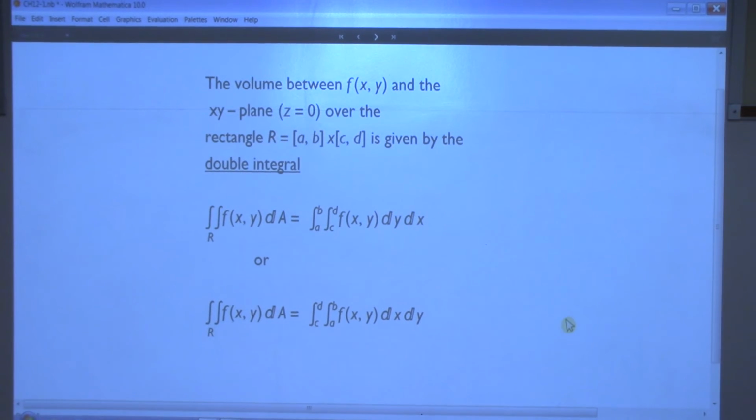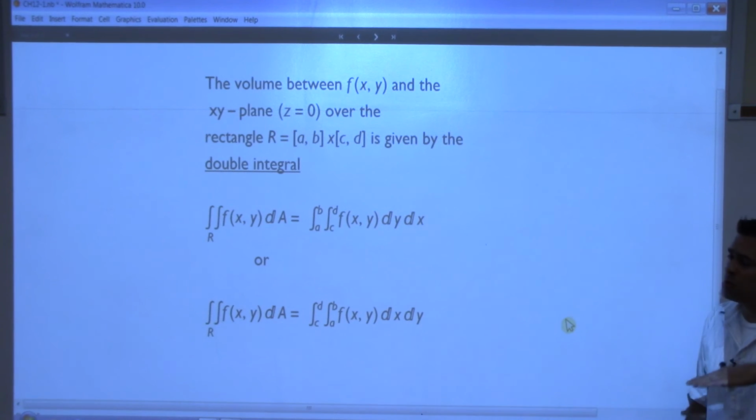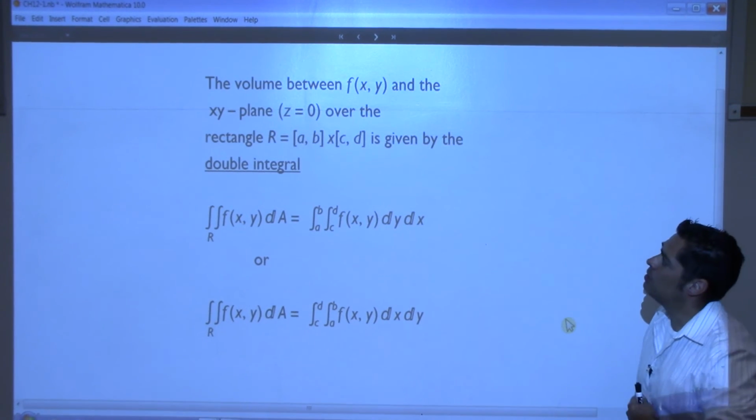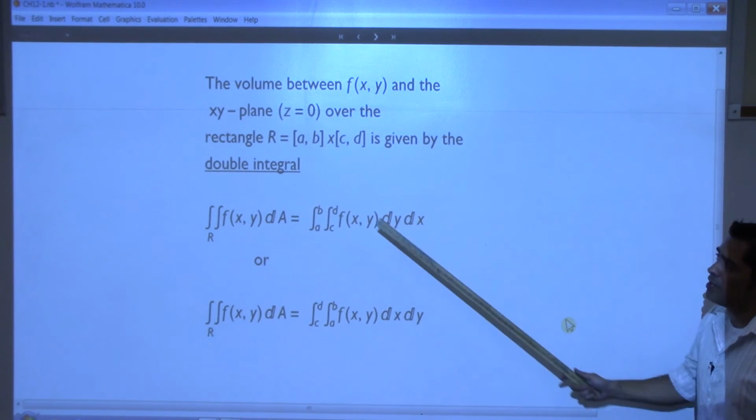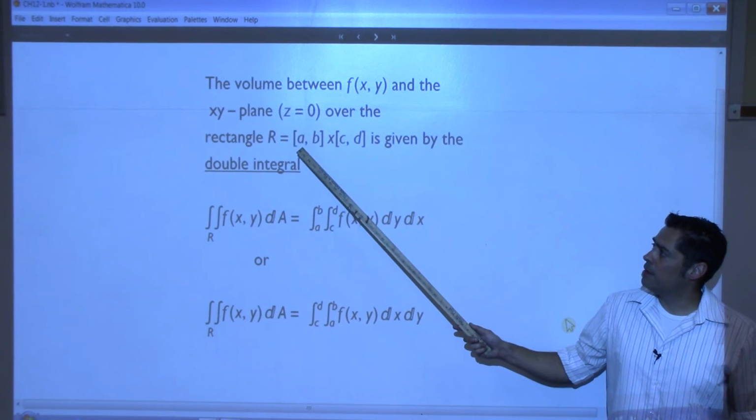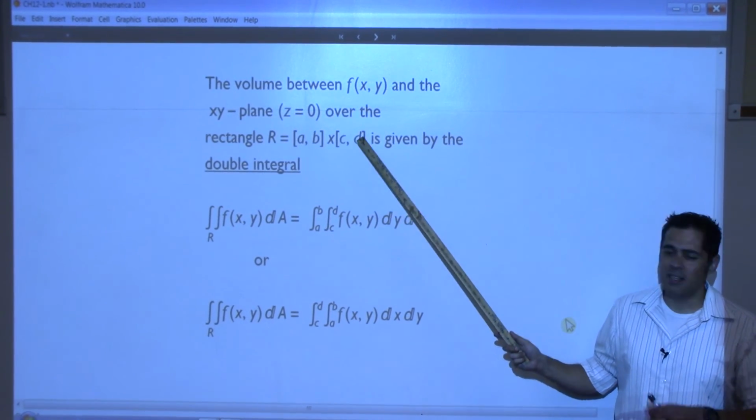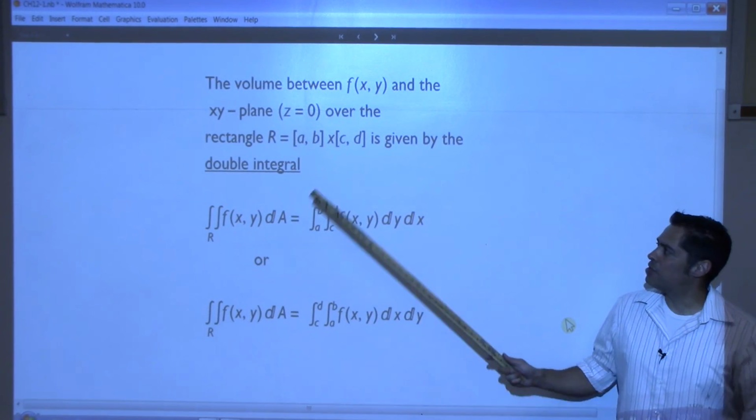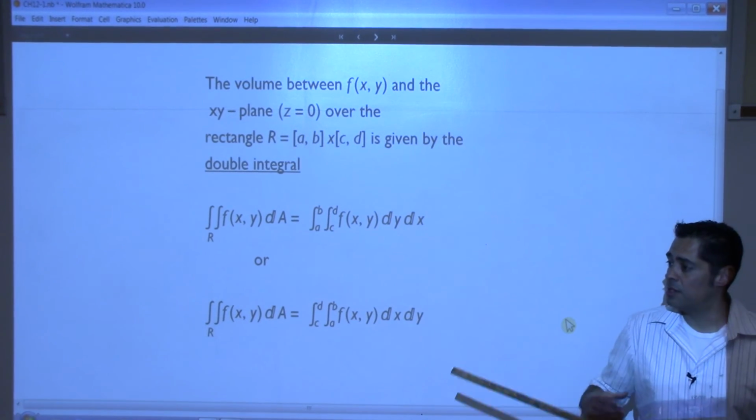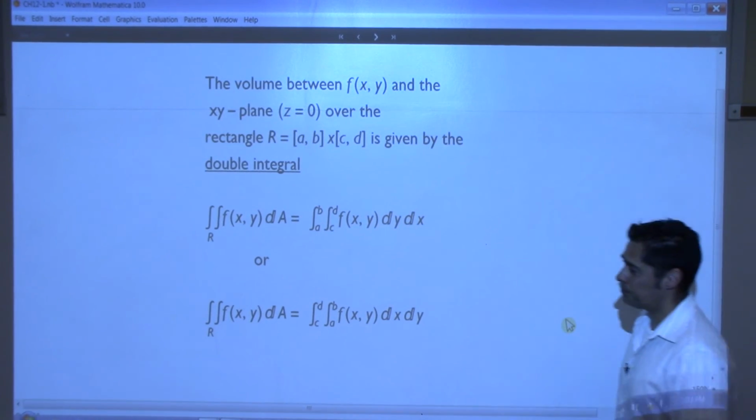Okay, so if you're trying to find the volume between some surface, f of x y, and the xy plane, which would be the ground, over some rectangular region. Now notice the way that we write the rectangular region. We write the closed interval [a,b] cross [c,d]. It's not a cross product, okay? That's just the way we write a rectangular region in R2. Then it's given by this double integral.